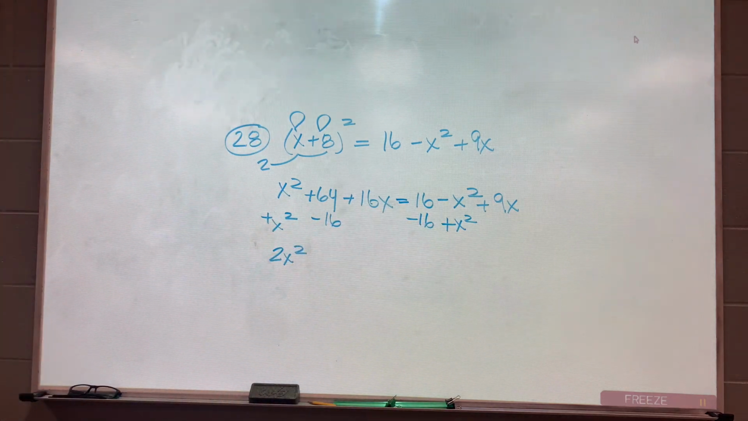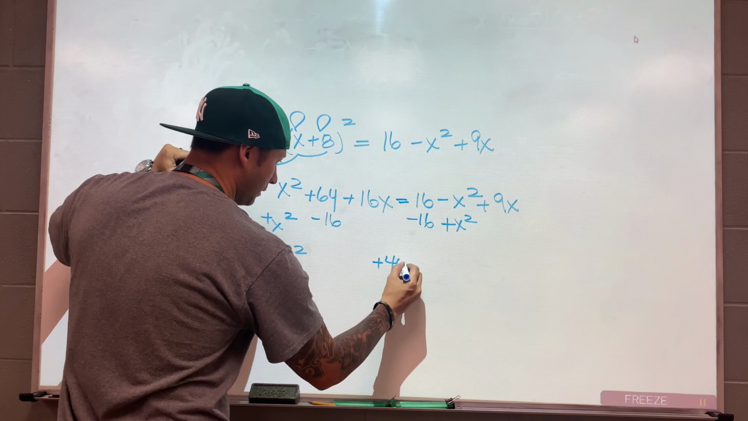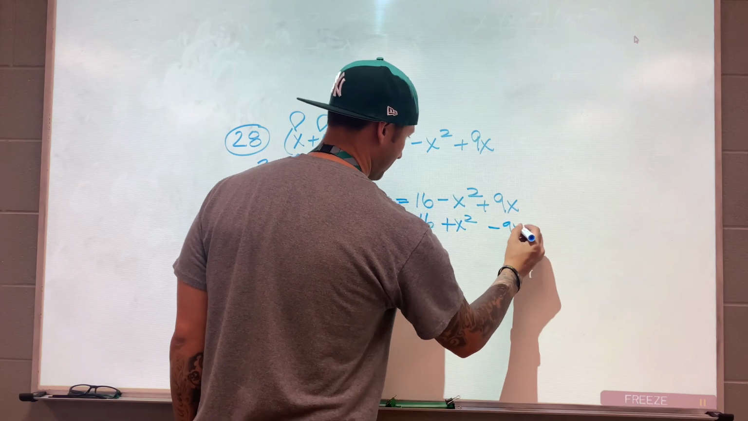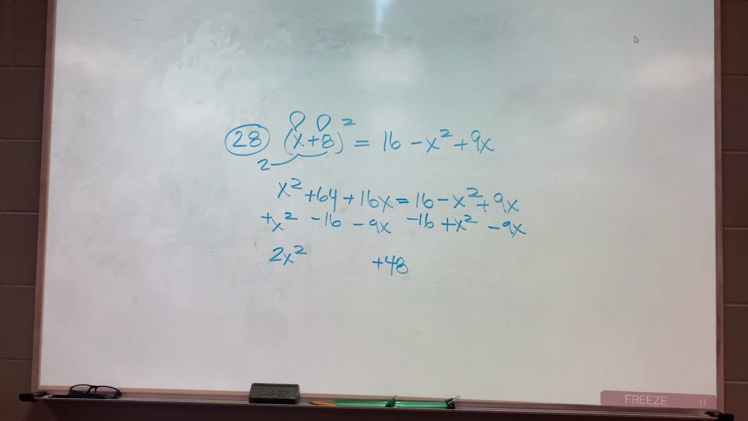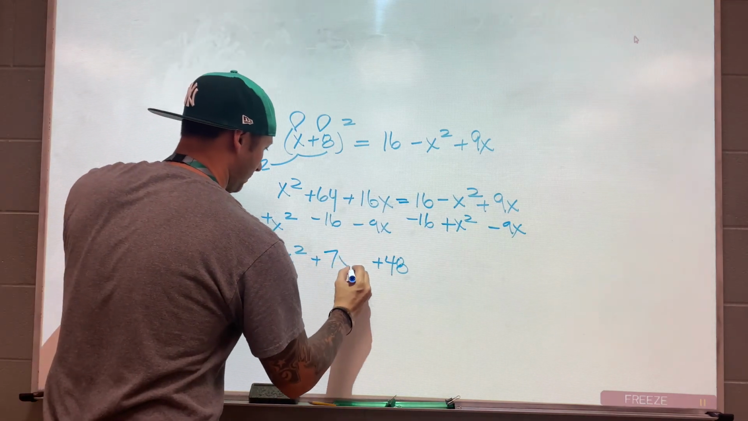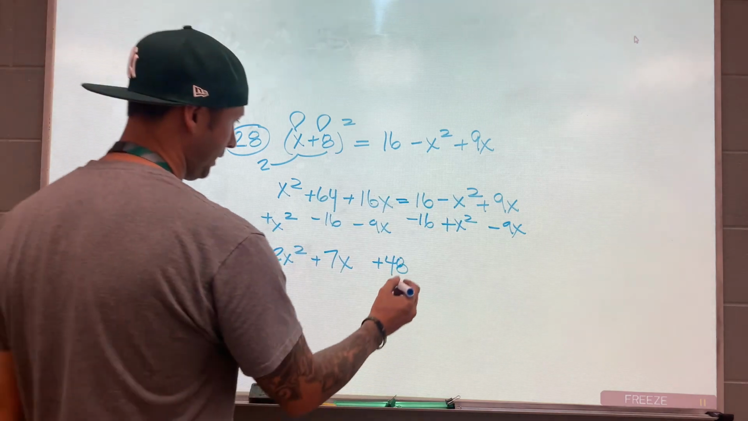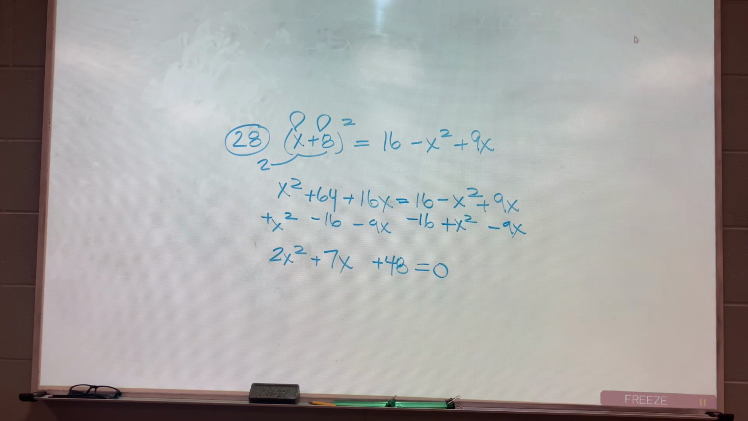So it's 54. 54 minus 6. 48. I'm going to put the 48 over here. And then minus 9x. So it's going to be 7x. Is that true? 16 minus 9 is 7. That is. Equals 0. All right. We're cooking. 7's not an even number. It's messing things up. All right.